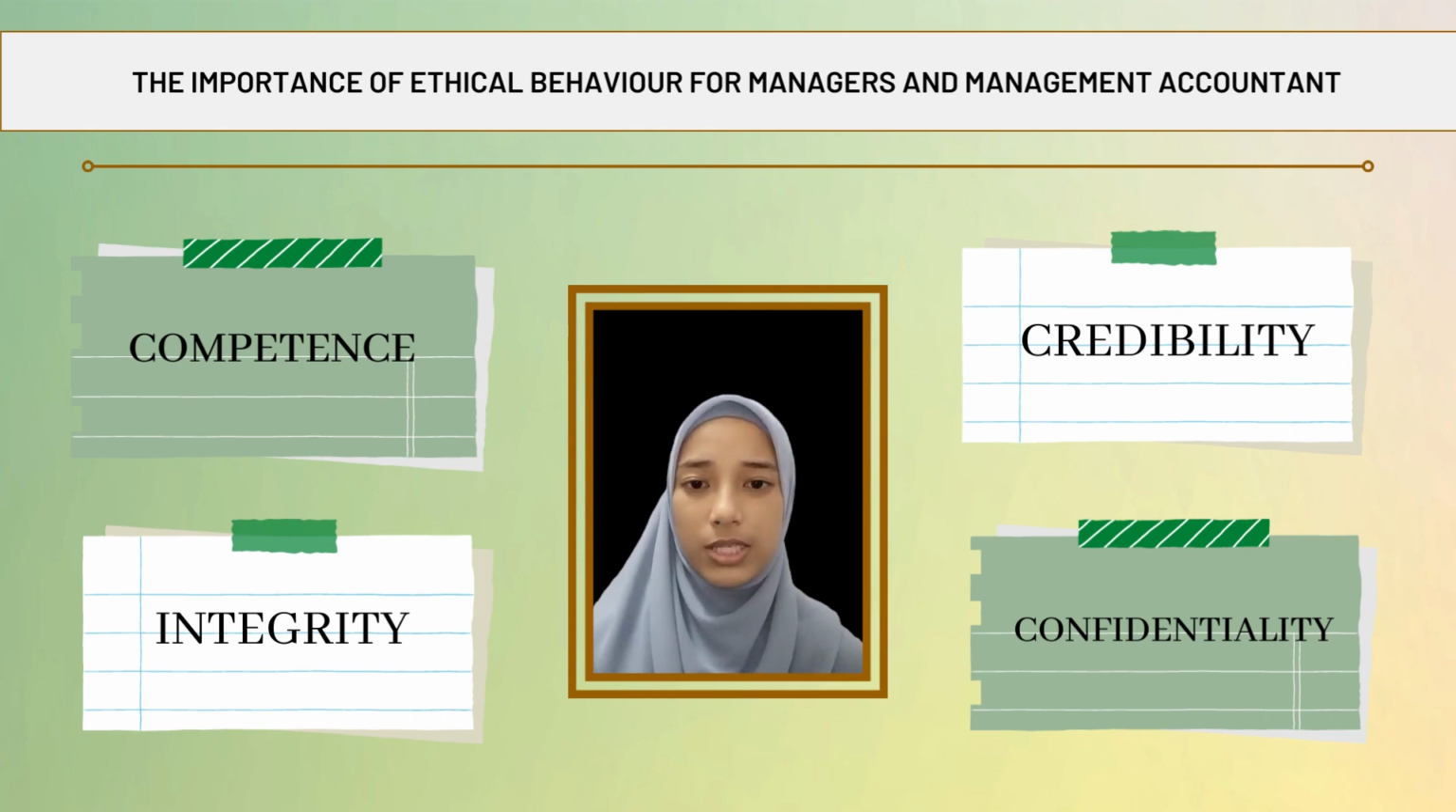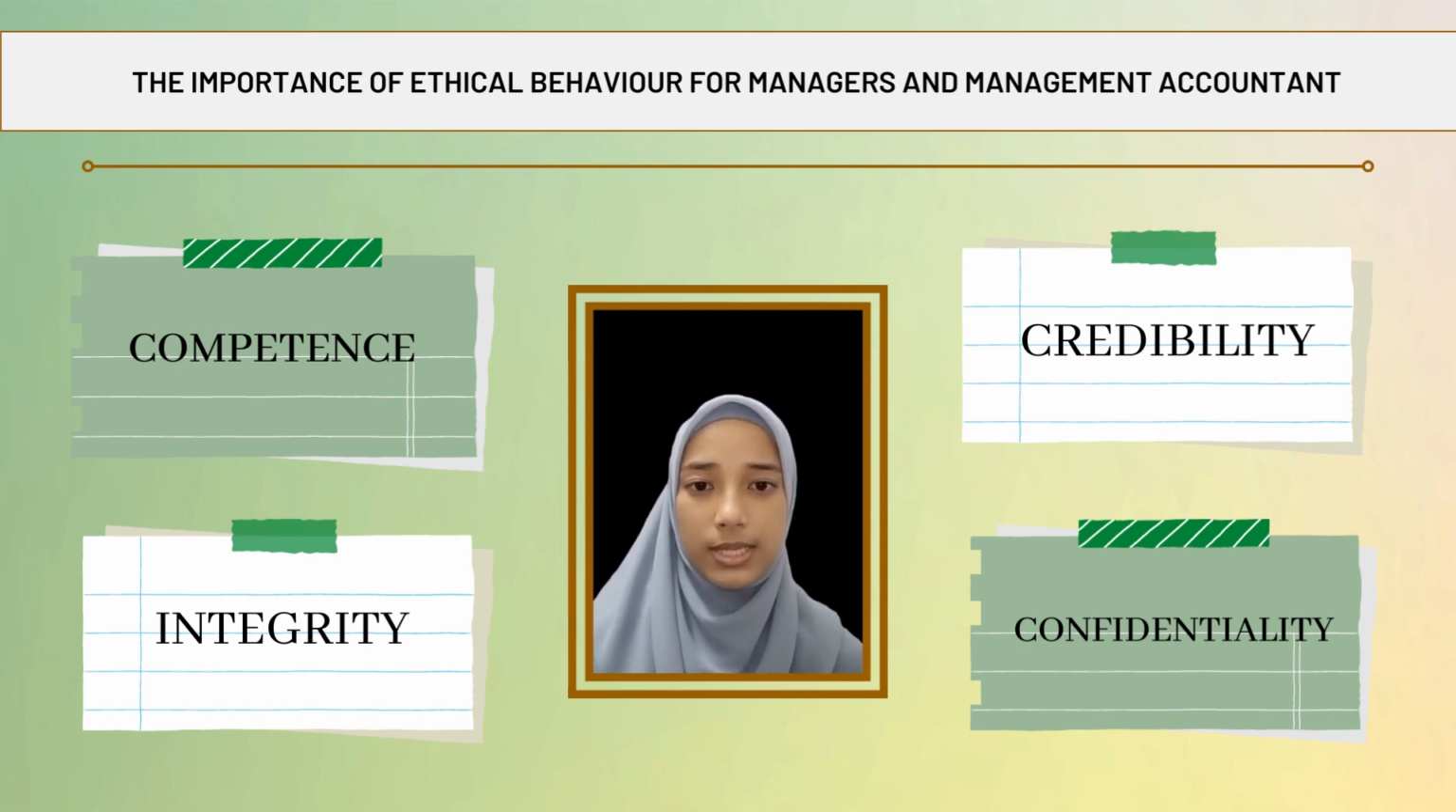The third one is confidentiality. Keep information confidential except when disclosure is authorized or legally required. Inform all the relevant parties regarding appropriate use of confidential information. Monitor subordinate activity to ensure compliance. Also refrain from using confidential information for unethical or illegal advantage.